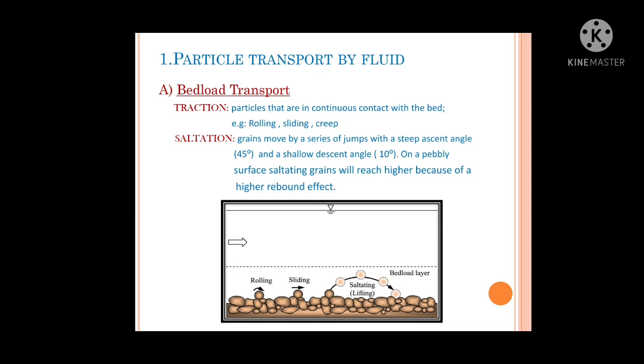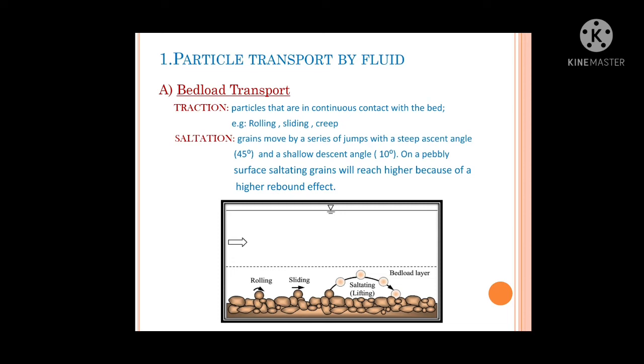In bed load transport, two mechanisms are working: traction and saltation. Traction is a mechanism where particles are commonly transported as part of the bed load in continuous contact with the bed, for example rolling, sliding, and creep. From the figure, we clearly understand the rolling and sliding, but creep is the method where grains are pushed a short distance along the bed in a downcurrent direction by the impact of other moving grains.